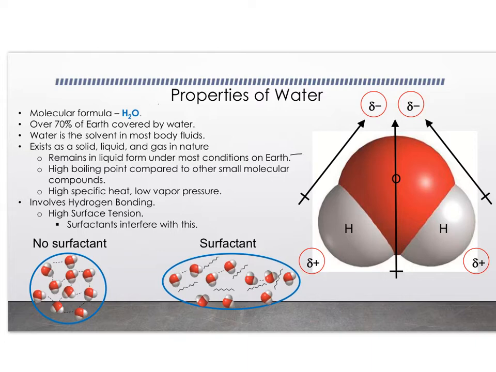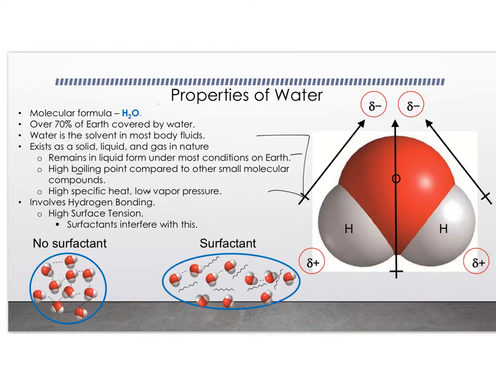Water also has a very high boiling point compared to other small molecular compounds. It has a very high specific heat. We investigated this in unit number 13 with thermochemistry, and it also has a very low vapor pressure. So all of these important properties of water allow it to be the most useful type of solvent or liquid that we can utilize today.